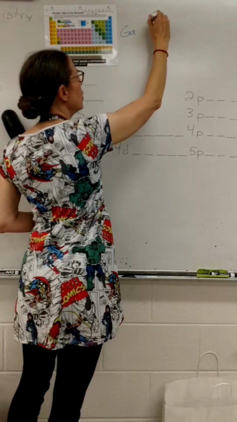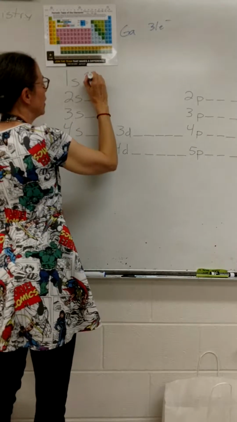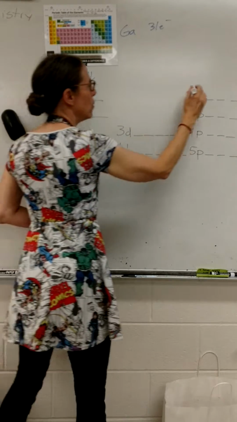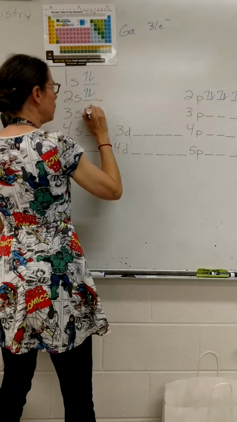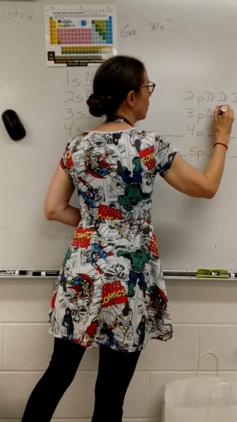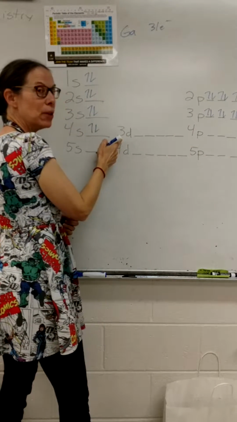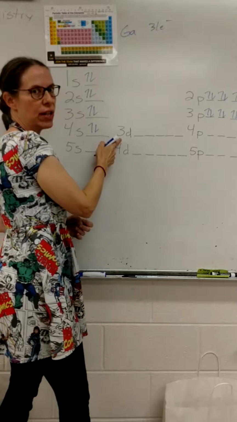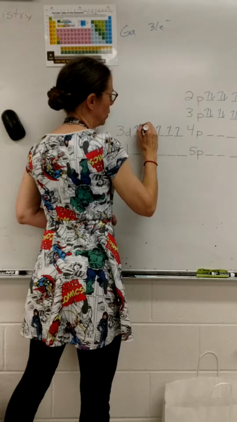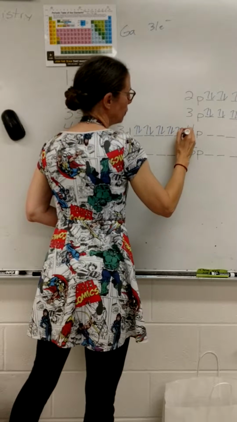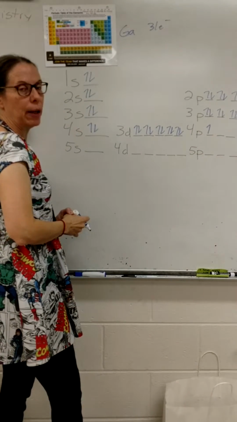Gallium is number 31, so it has 31 electrons. We're going to start filling in. Our 1s fills in, 2s, 2p, 3s, 3p, 4s, and then we have to put this 3d. Use the charts I give you to help you remember and figure out which shells and orbitals come next. Now gallium has 1 last electron and it fills in that 4p.